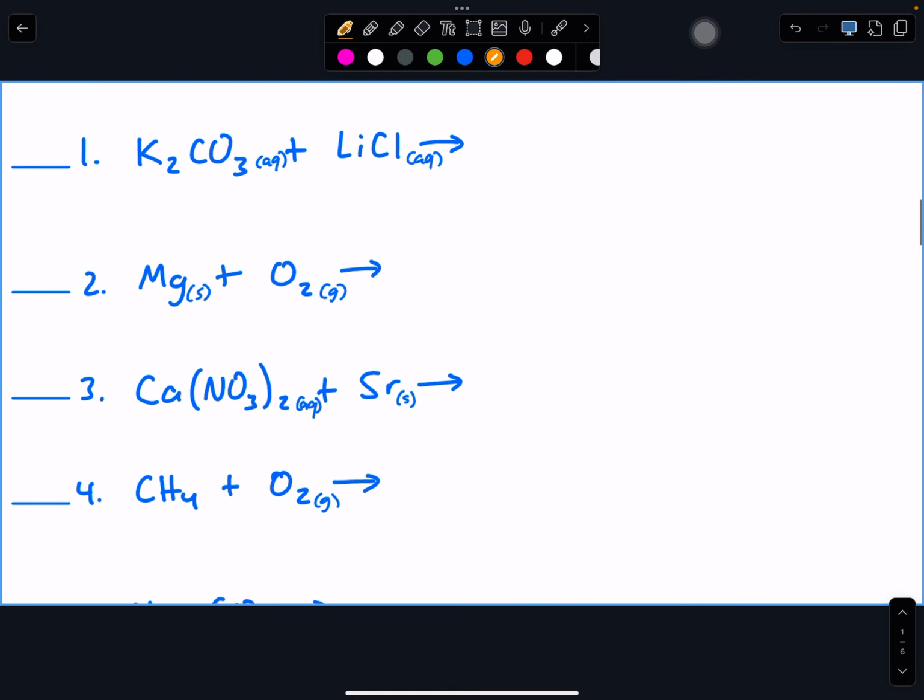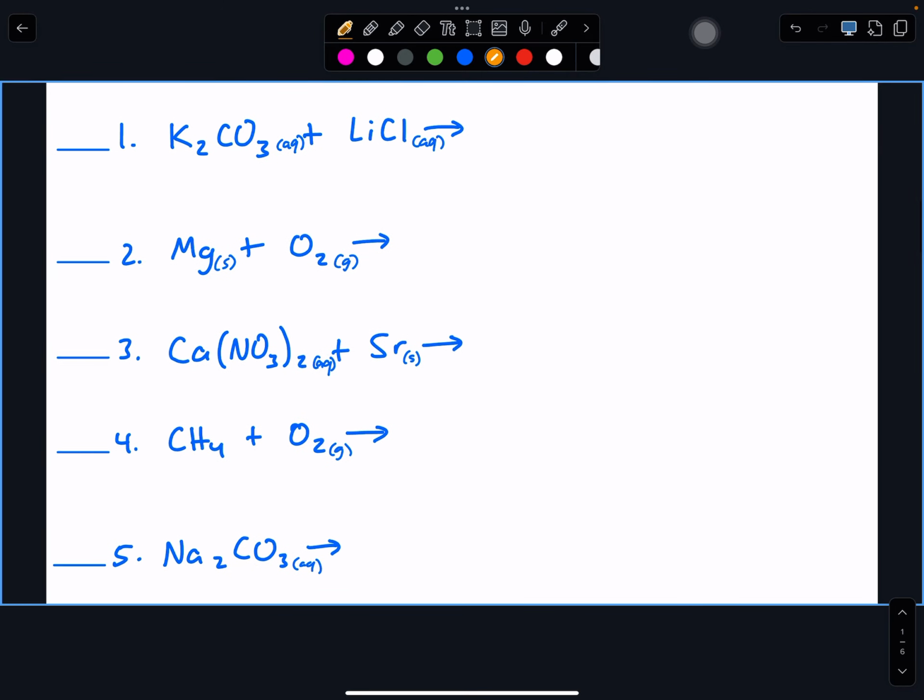Okay. So you guys said the first one was what again? Double replacement. Everyone agrees with that. How do you know it's double replacement? Because there's 2 compounds. Okay, 2 compounds. Number 2, synthesis and combustion.